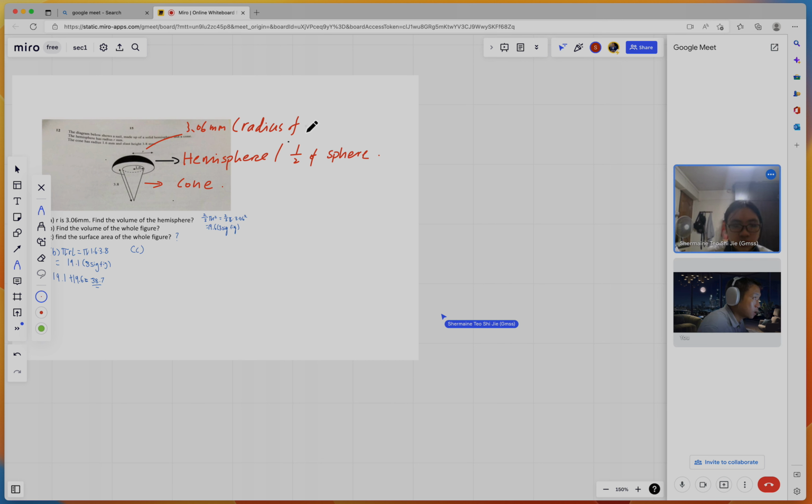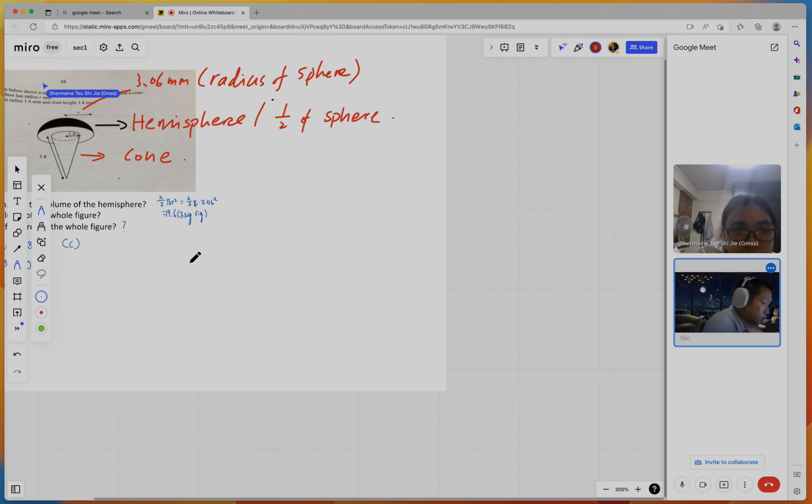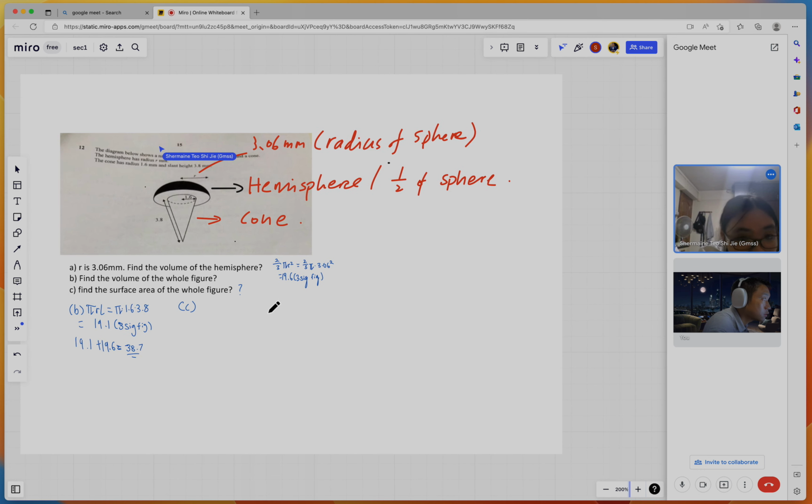We look at the diagram. Sphere? Yes, it's for the sphere. Why? Because can you see that the radius for the cone is actually 1.6? Can you see the radius of the cone? Which is how much? 1.6, right? Yeah, good.